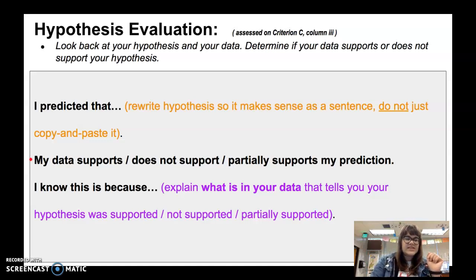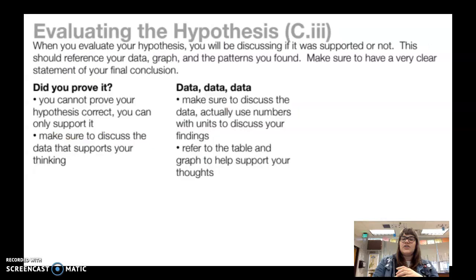The next sentence stem says, my data supports / does not support / partially supports my prediction. And then the last sentence stem says, I know this because, explain what it is in your data that tells you your hypothesis was supported / not supported / partially supported. So these 3 sentences, when they are completed, that is your hypothesis evaluation at this point in the year.